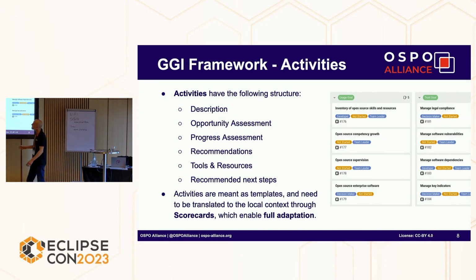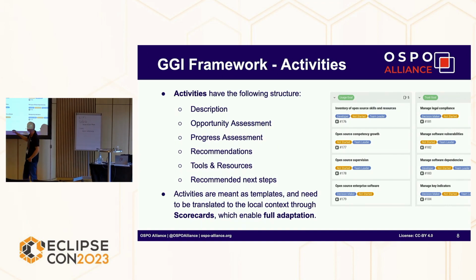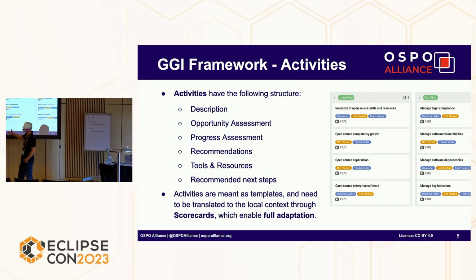Each activity is built on this structure. For each activity, you have a description of what the activity does. So you have to identify the open source that you have, then start managing software vulnerabilities, look at the open source dependencies that you have, and so on. Manage key indicators, have a dashboard to monitor the progress of your OSPO and open source best practices and so on.